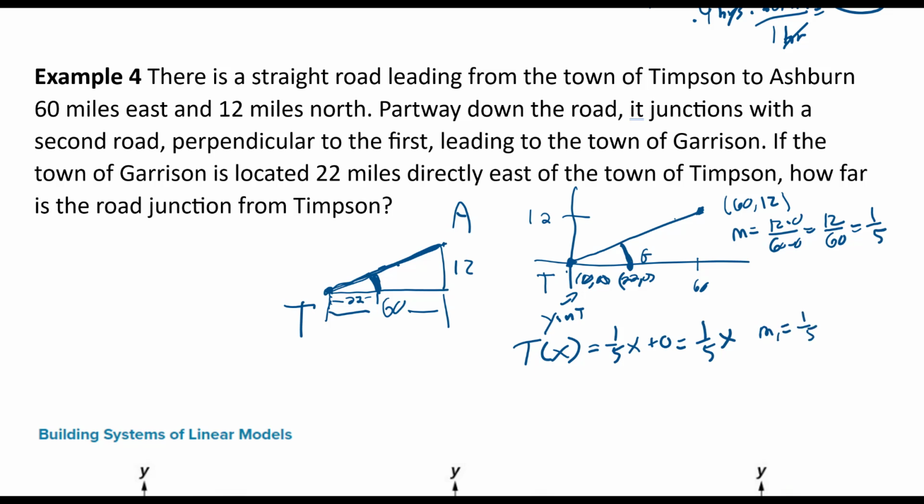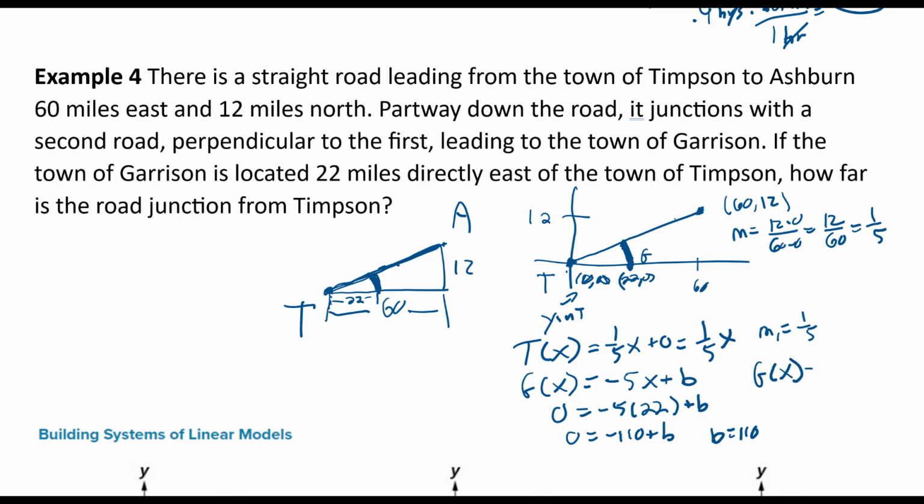So if I look at this other line here, this g of x, I want to get the formula for g of x, that's going to be the negative reciprocal, so negative 5x plus some b. And we can get b by substituting the only point we know that's on there, 22, 0. So 0 equals negative 5 times 22 plus b. That means 0 equals negative 110 plus b, or b equals 110. So our g of x is negative 5x plus 110.